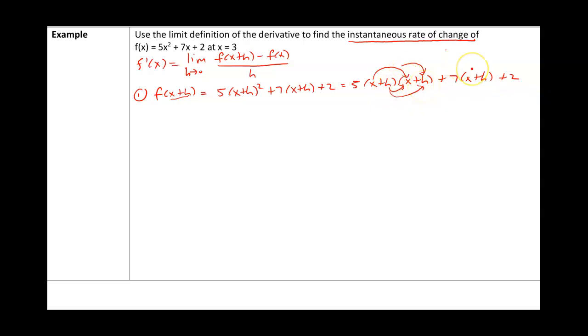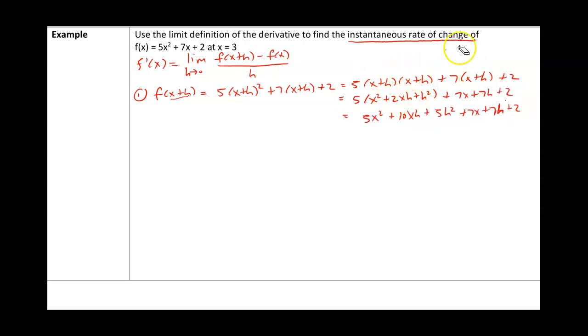And then you would distribute the 7. So we have 5 times the quantity x squared plus 2xh plus h squared. And then if you distribute the 7, we have 7x plus 7h plus 2. Now we distribute the 5, and that gives us 5x squared plus 10xh plus 5h squared. Okay, that's the first part, just finding the f of x plus h.